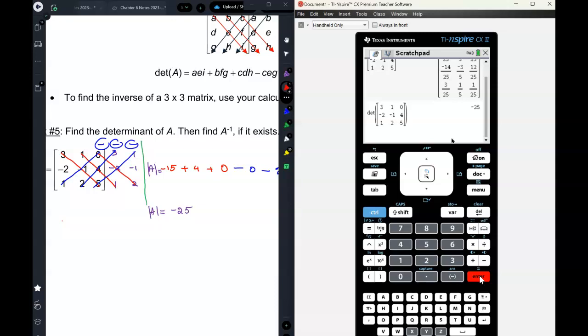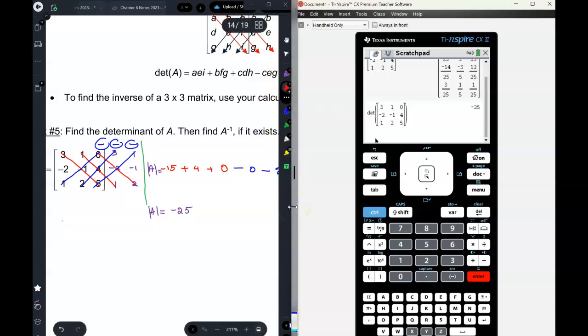So listen, I'm always going to ask you how to find the determinant of a 3 by 3 by hand. You have to know how to do it by hand. You have to know how to find determinant and inverse of a 2 by 2 by hand. But the inverse of a 3 by 3 with the calculator. But obviously, you know, you can do this.